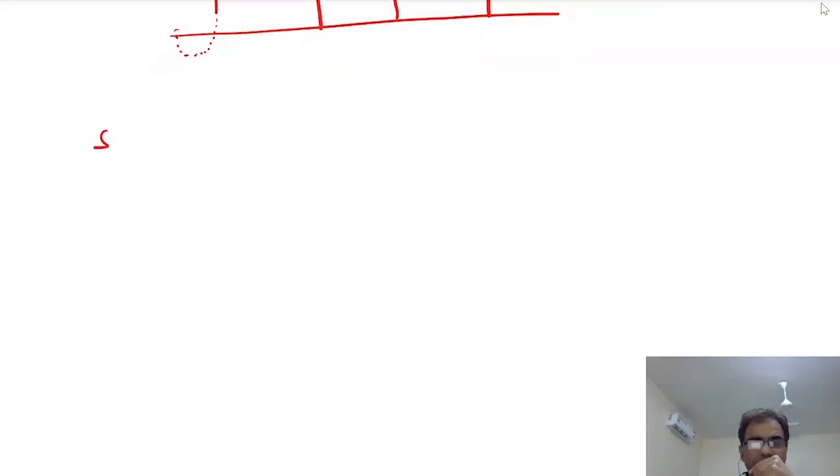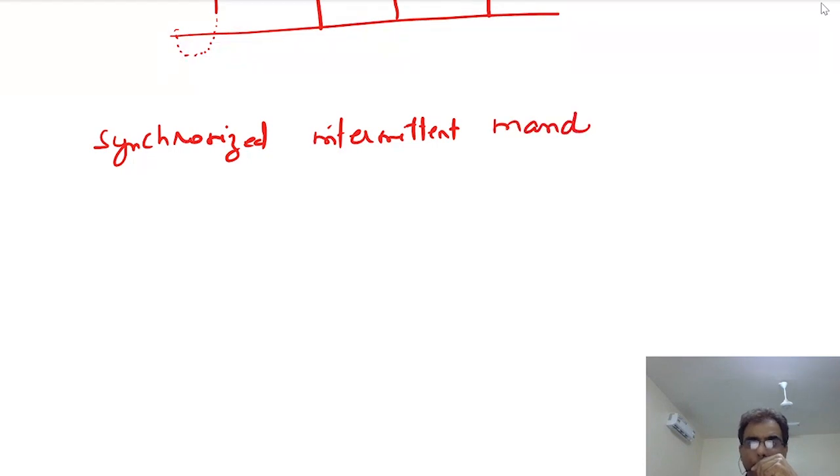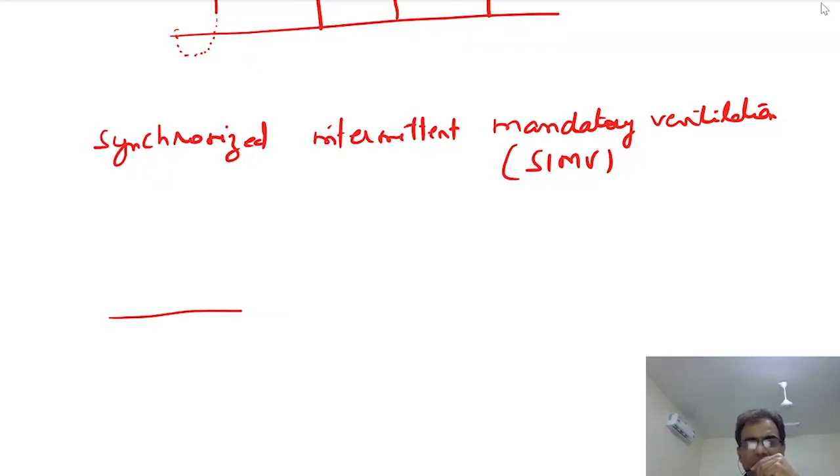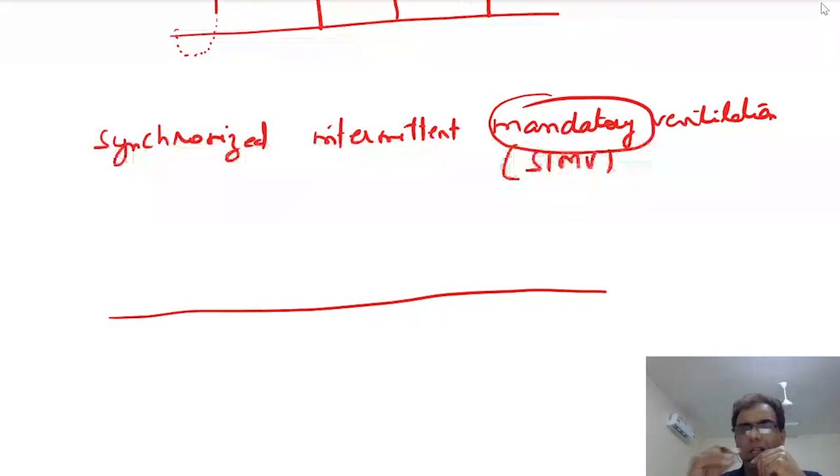Then synchronized intermittent mandatory ventilation, SIMV. So as the name suggests, look at this word mandatory, it means whatever rate you have set will be read as mandatory by the ventilator.